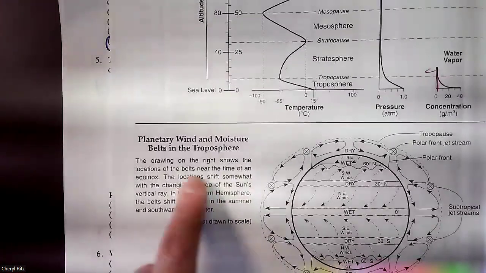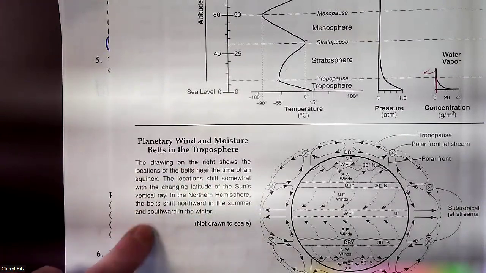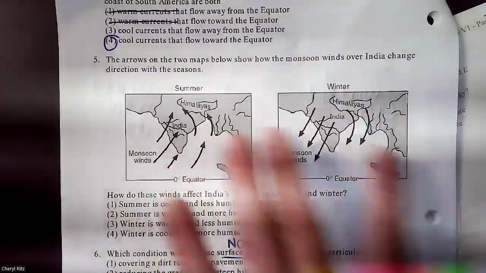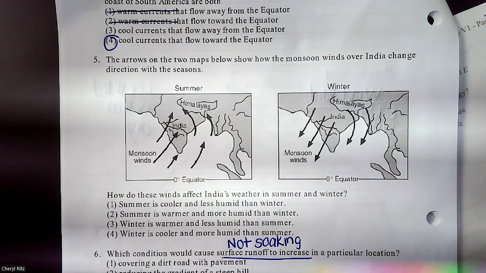And one thing I don't think I ever pointed out, because we skipped this reading over here, is that these wind patterns are only exactly like this. It says the drawings to the right show some of the locations of the belts near an equinox. By the way, that's the first day of spring or fall. These locations shift somewhat with the changing latitude of the sun's vertical rays. In the northern hemisphere, the belts shift northward in the summer and southward in the winter. So these aren't what they look like all year, which leads to them being slightly different wind patterns in the summer and the winter.